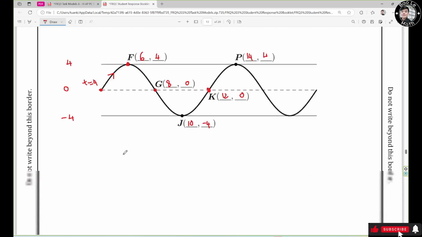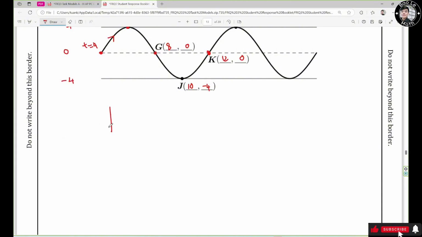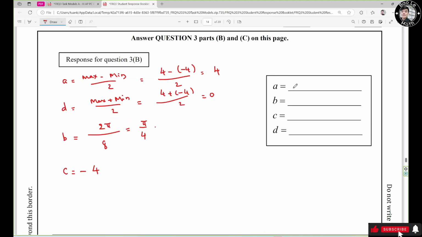If you go up, a should be positive, because the sine function is going to be like this, positive. If it goes down first, it should be negative. Then your answer should be a equals 4, b equals pi over 4, c equals -4, d equals 0. Now you have another option.